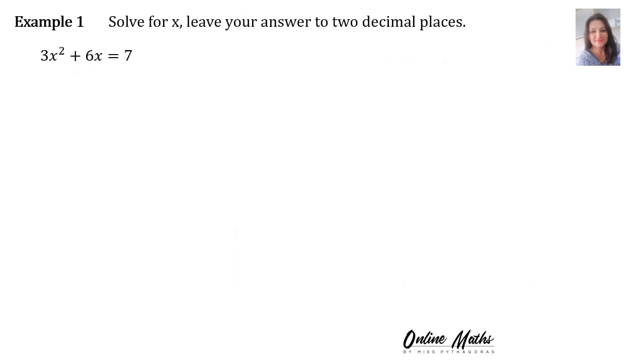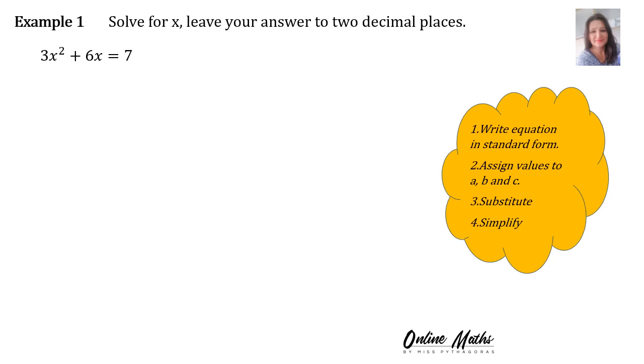Example 1. Solve for x and leave your answer to 2 decimal places. Now there's the steps. Step 1. Write your equation in standard form. So that means the equals to plus 7 will walk across and it becomes 3x squared plus 6x minus 7 is equal to 0. That is standard form.